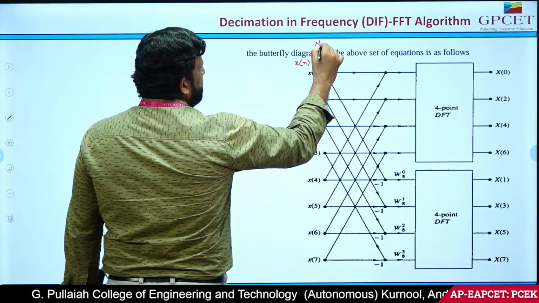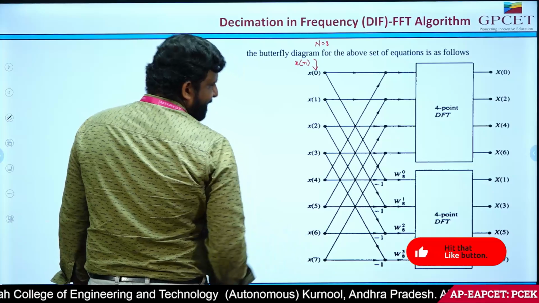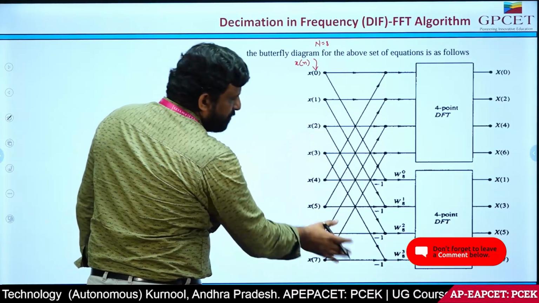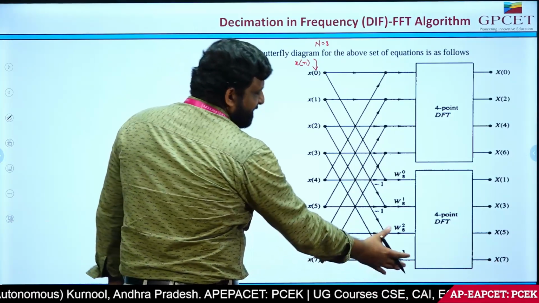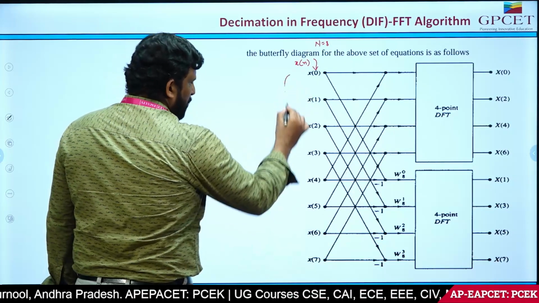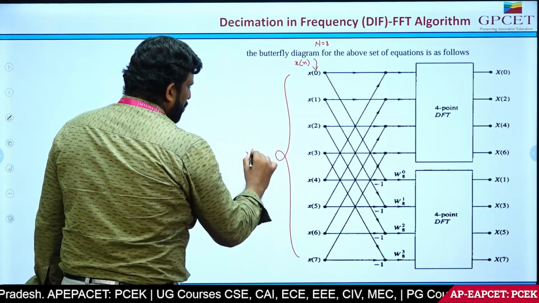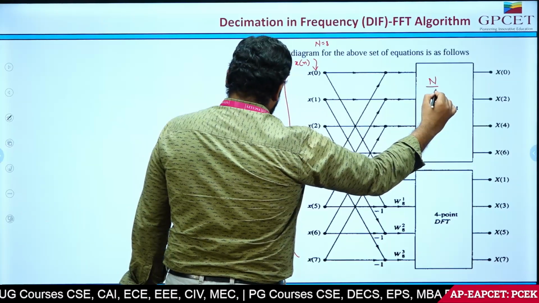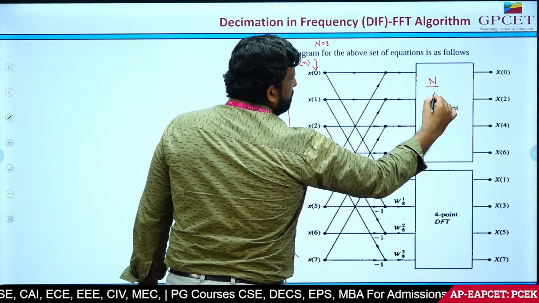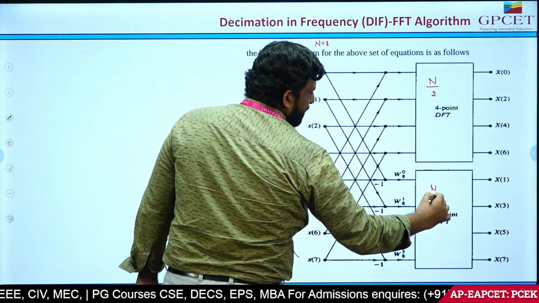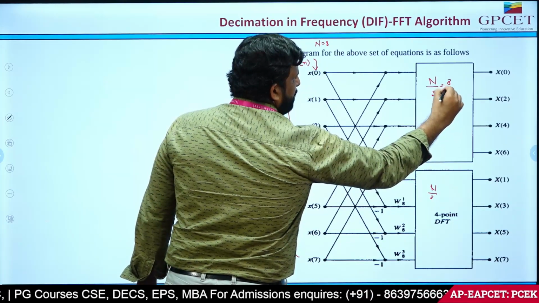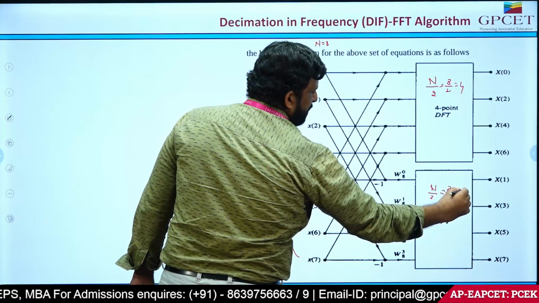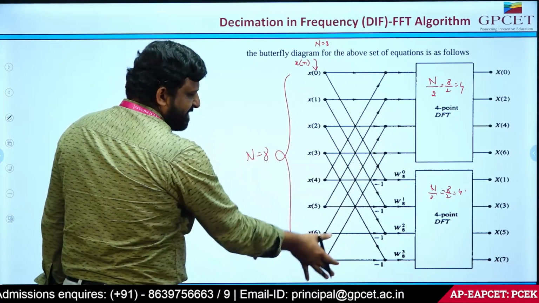So x of n, how many terms have we taken here? N is equal to 8 now. I got all the 8 terms. Based on the previous equations and expressions, we are going to draw this butterfly diagram, and this is the first stage. That means total n is equal to 8 is subdivided into n by 2 and n by 2. That is 8 by 2, which is equal to 4 DFT, and again 8 by 2, which is equal to 4 DFT. So this is the first stage.